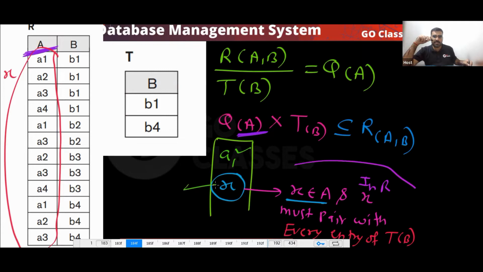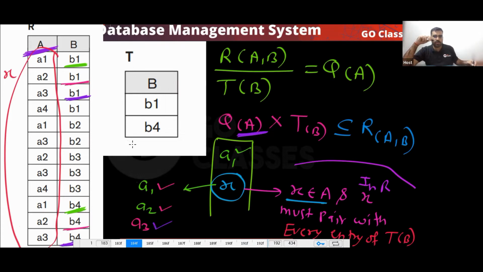So what can this x be? This x can be A1, because A1 is pairing with B1 and A1 is pairing with B4. Can I put A2 here? A2 is pairing with B1, and A2 is pairing with B4. So this also I can put. What about A3? A3 is with B1, and A3 is with B4 also.